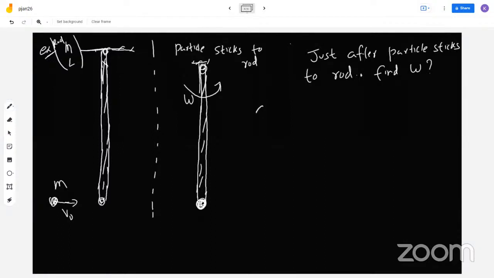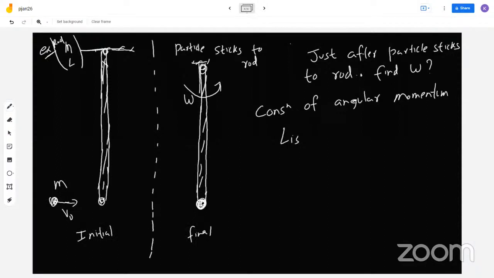So conservation of angular momentum. Linear momentum नहीं होगा क्योंकि hinge का force है. Angular momentum. So conservation of angular momentum. Initial angular momentum of the system. This is the initial picture. And this is the final. Initial is equal to final.